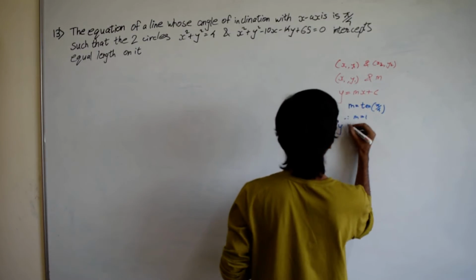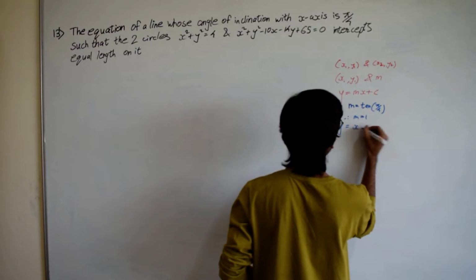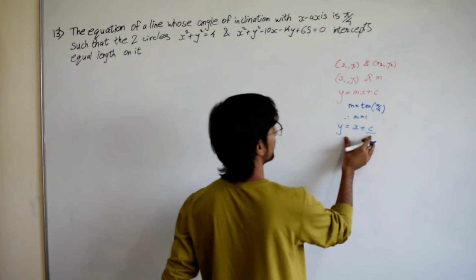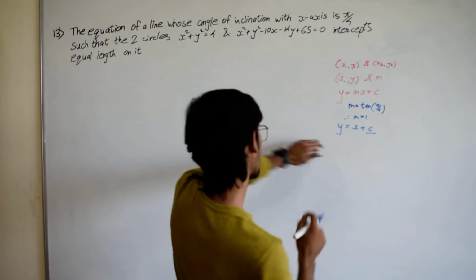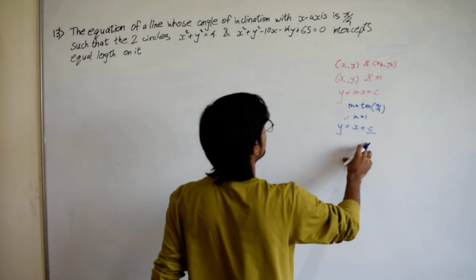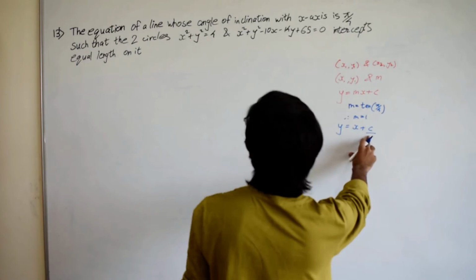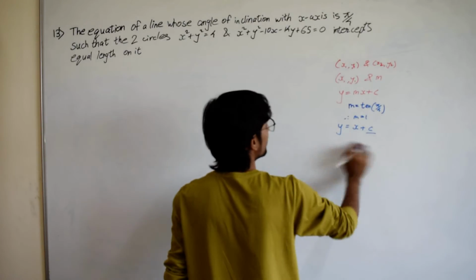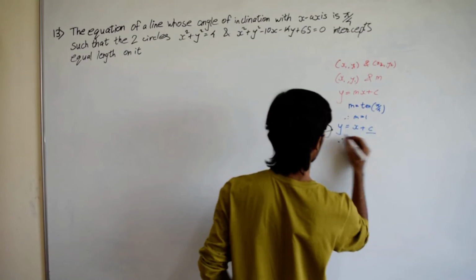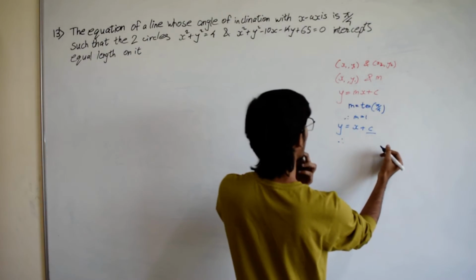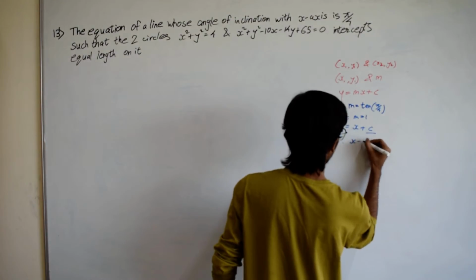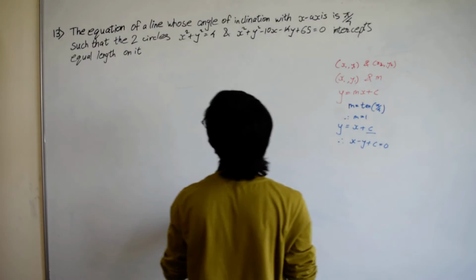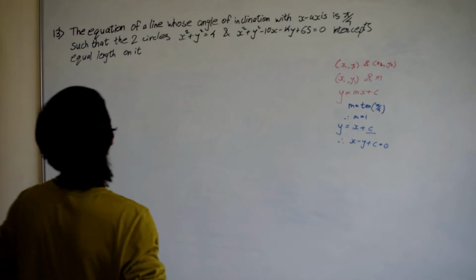So the equation of the line we have to find would be y equals x plus c. So we only need to find the y-intercept of the line to find the equation of the line, and the problem will be solved. So how do we find c? We will find c from the rest of the information given in the question. Writing the whole equation on one side gives x minus y plus c equals 0.